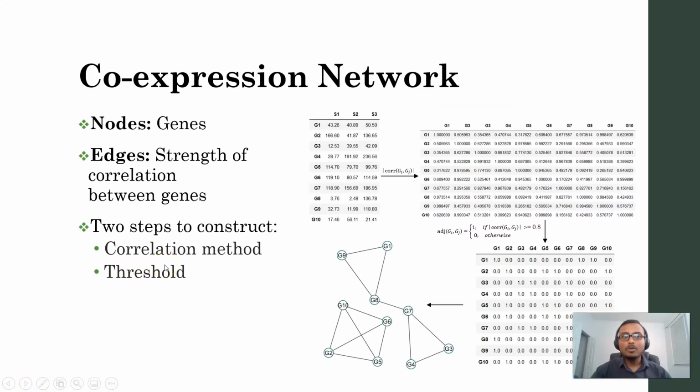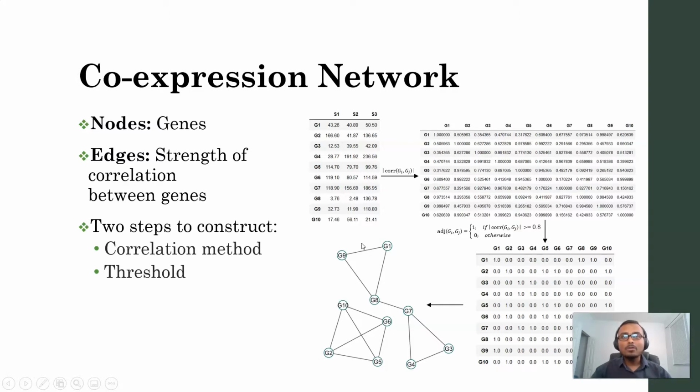So we are using a co-expression network. So what is a co-expression network? In this kind of network, the nodes are the genes and the edges mean the strength of the correlation between genes. So if two genes have an edge in the co-expression network, that means those two genes are highly co-expressed. They have similar expression profiles in all the samples that have been used.